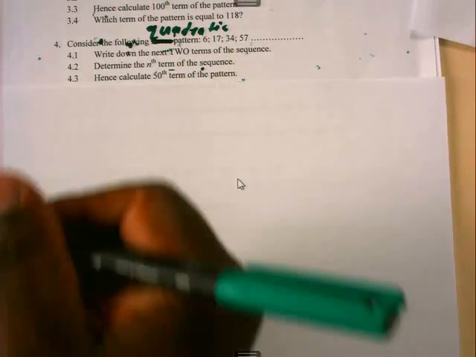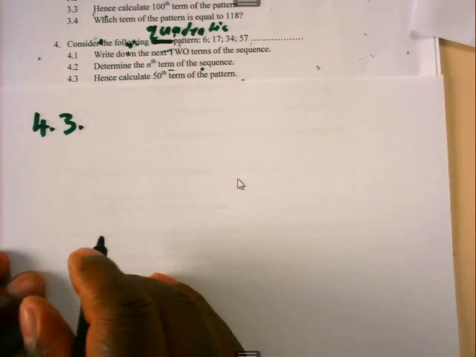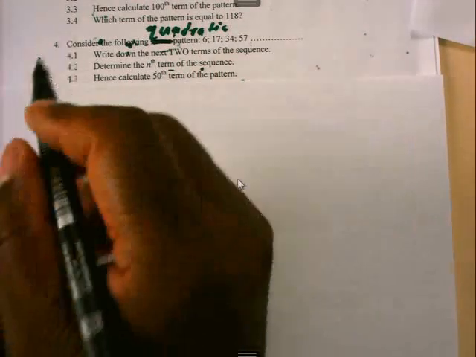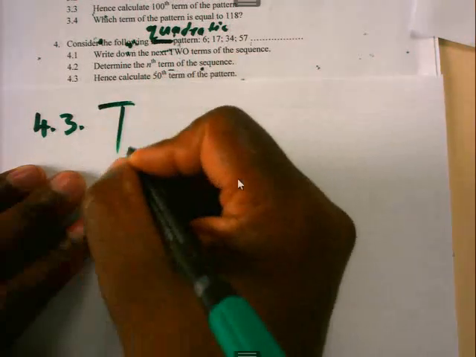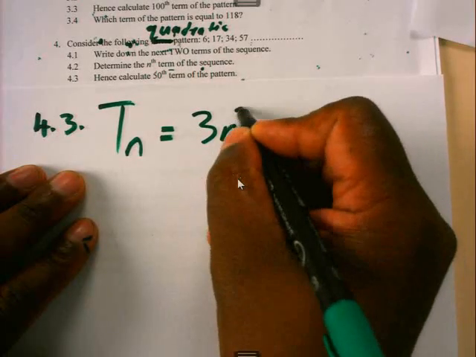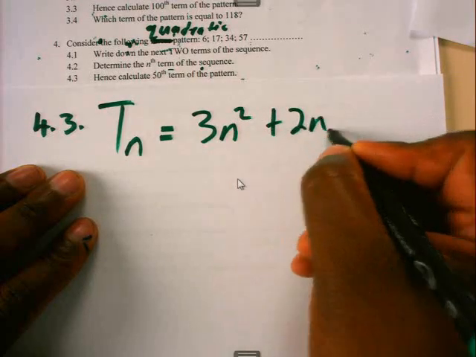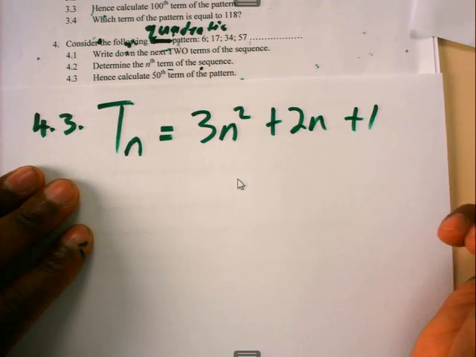Question 4.3: Hence determine the 50th term of the sequence. Remember, we said hence means use the above solution to solve this one. Meaning the above solution, you've got the nth term as 3n squared plus 2n plus 1. That is our solution, our nth term. So the question says the 50th term.